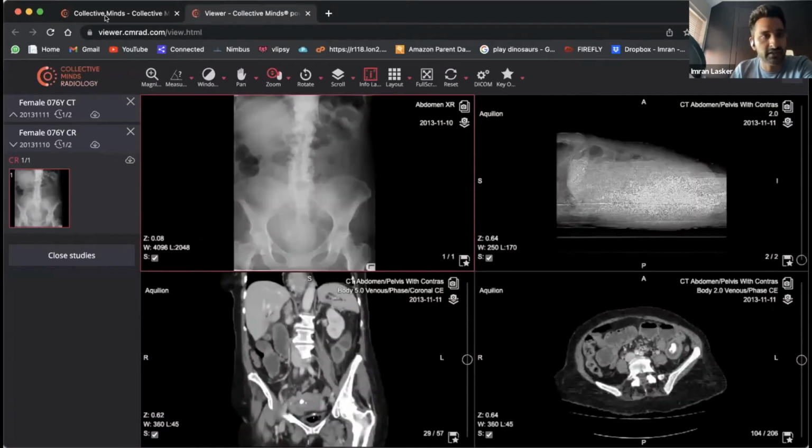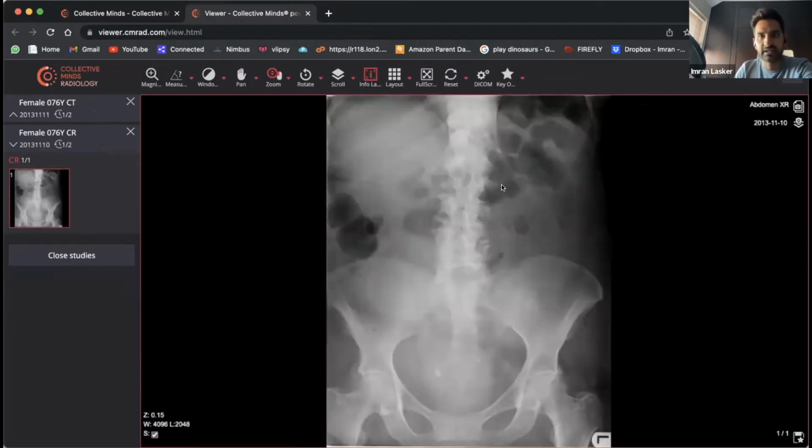We are going to be opening the next case, and I'm just going to click on this one here. So we just download all the images, and you can see that red line going right across the top. And then we're just going to look at the plain film first. So having a look at this plain film, they've got abdominal pain. That's the first thing to understand.